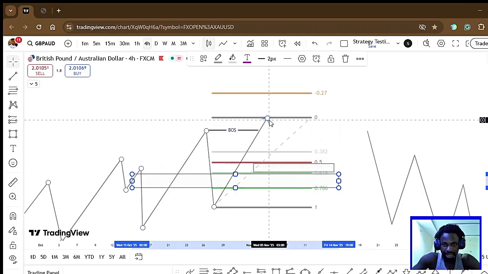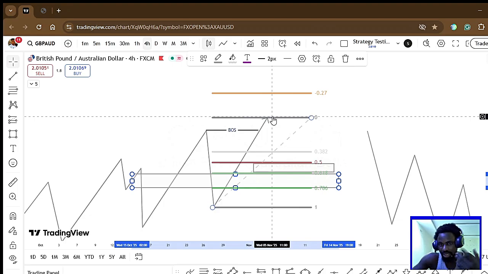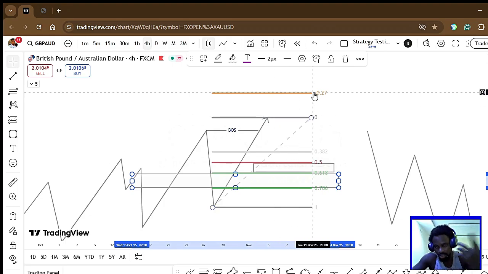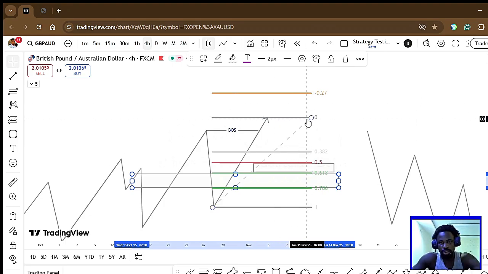Then you target the previous high. If you want to target the extension, you use the Fibonacci extension, then you target this extension here. We're going to go live in chat and explain this in detail.